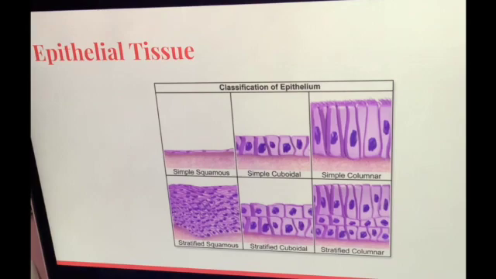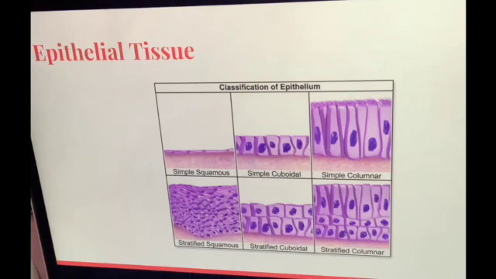Lastly, we have epithelial tissue. Epithelial tissue is basically a high number of cells packed tightly together. This tissue's function is to cover surfaces of the body exposed to the outside. Examples of this tissue would be the outer layer of skin, air sacs and lungs, lining of blood vessels, and respiratory tract. Epithelial tissue is named by their shape, cells, and numbers of layers.